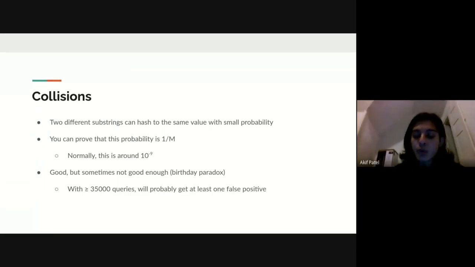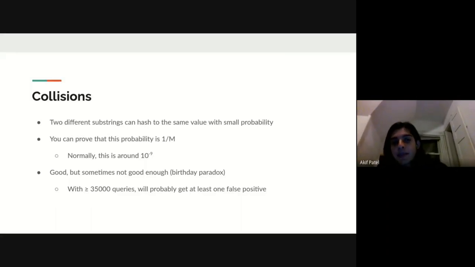If you have to do a lot of queries, or you have a lot of test cases, then just by itself you could have a good probability of having a collision somewhere. And this is made even worse by the birthday paradox: if you have a whole bunch of substrings and you're looking for a collision between any pair of them, the number of potential collisions becomes squared. So your probability doesn't really stand up in that case. If you have more than 35,000 queries, you will probably get around one false positive. That's not very good. You can easily conceive of a problem where you have to do more, okay?